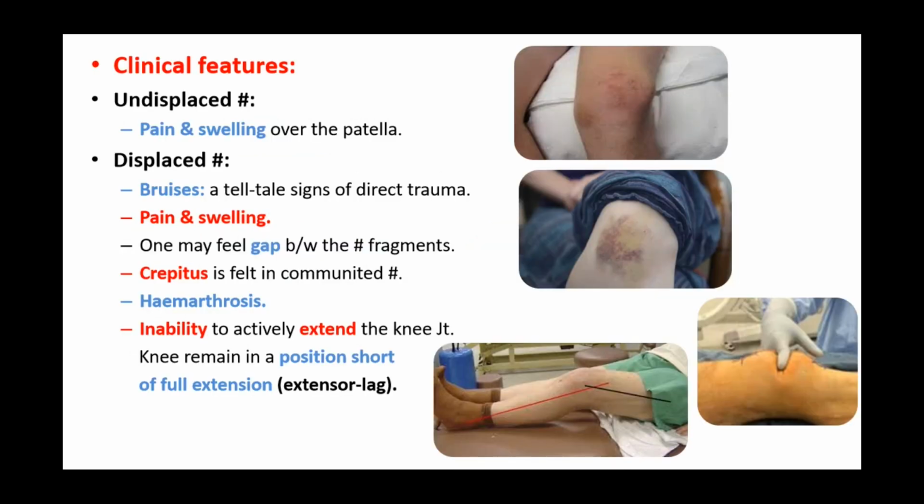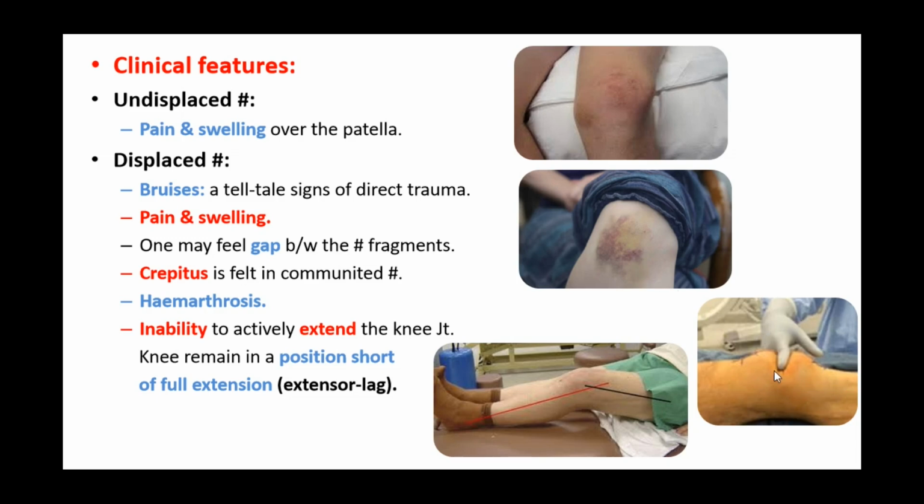Clinical features. If it is an undisplaced fracture, pain and swelling over the patella are the only clinical features. But if it is a displaced fracture, then bruises are present, which is a telltale sign of direct trauma, direct injury. Something has directly hit the region of the patella with a very high force. Pain and swelling. One may feel the gap between the fracture fragments.